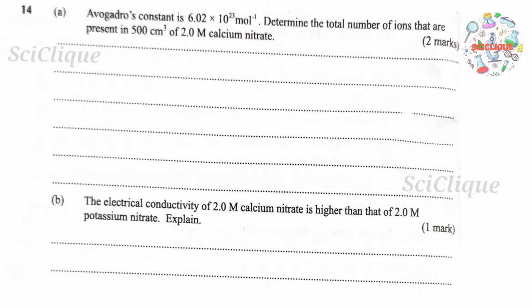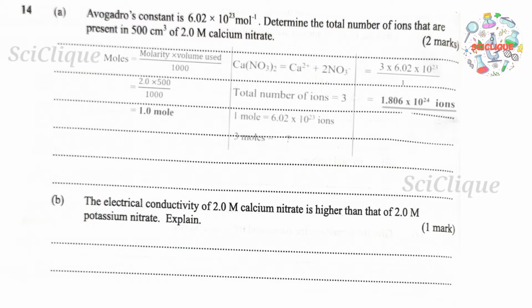Part 2. Avogadro's constant is 6.02 times 10 power 23 per mole. Determine the total number of ions that are present in 500 cubic centimeters of 2 molar calcium nitrate. Our first step will be determining the number of moles of calcium nitrate.